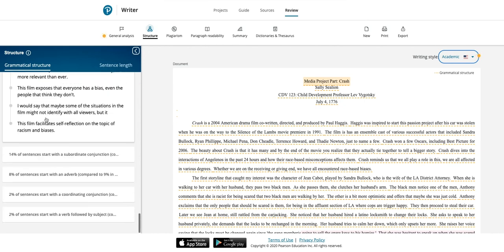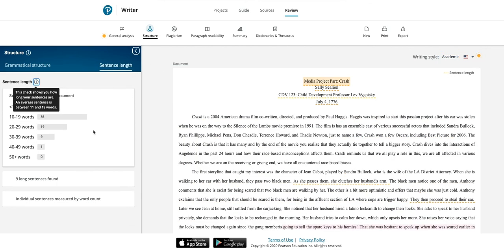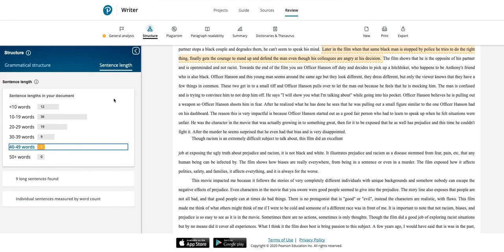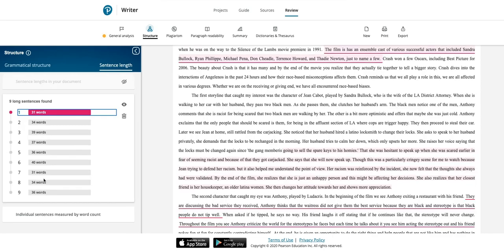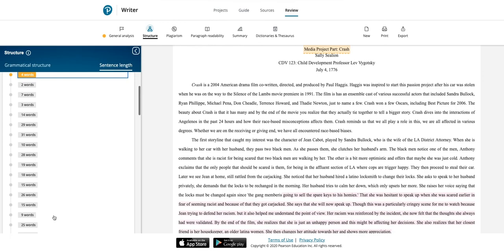And if I scroll all the way down, now it's saying 14% start with subordinate conjunction, 8%, 2%, and of those different types. Here it's going to tell me about word length. Right, so it looks like most of my sentences have between 10 and 19. It's just telling us for our own information, right? I've got one sentence in there that has 40 to 49 words. That's quite a long sentence. And it identifies 9 long sentences.